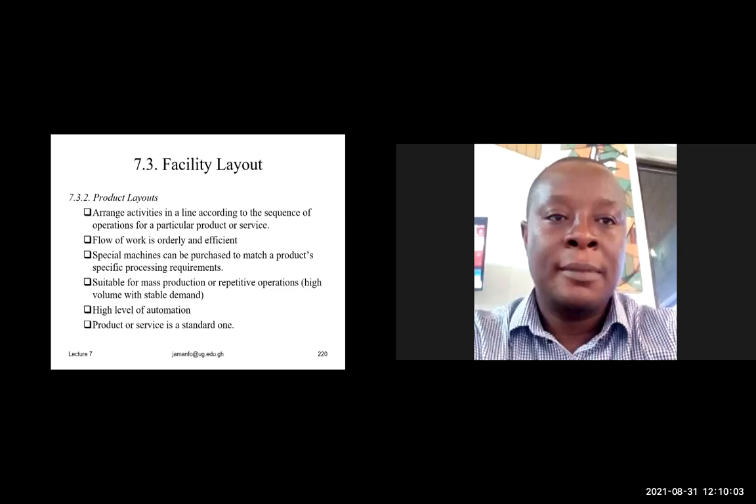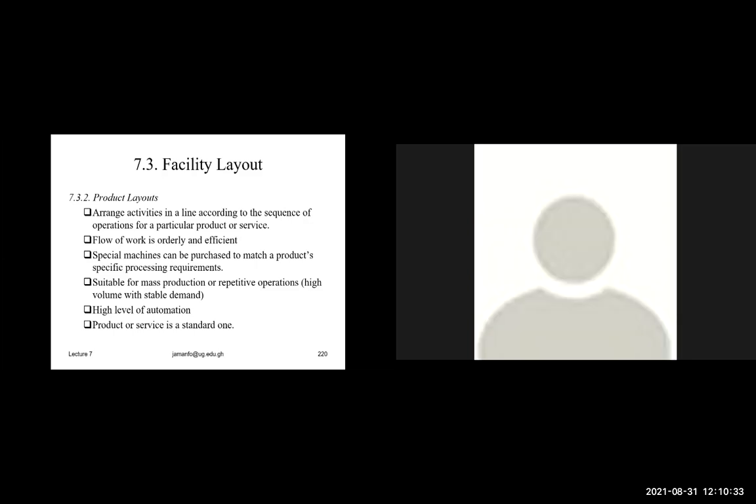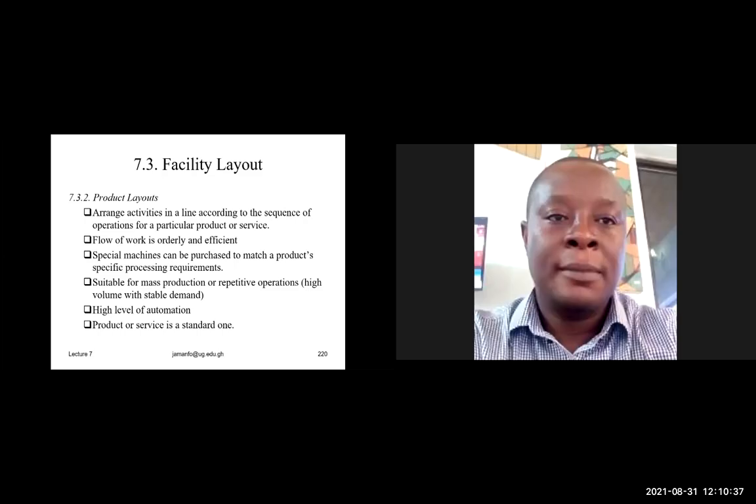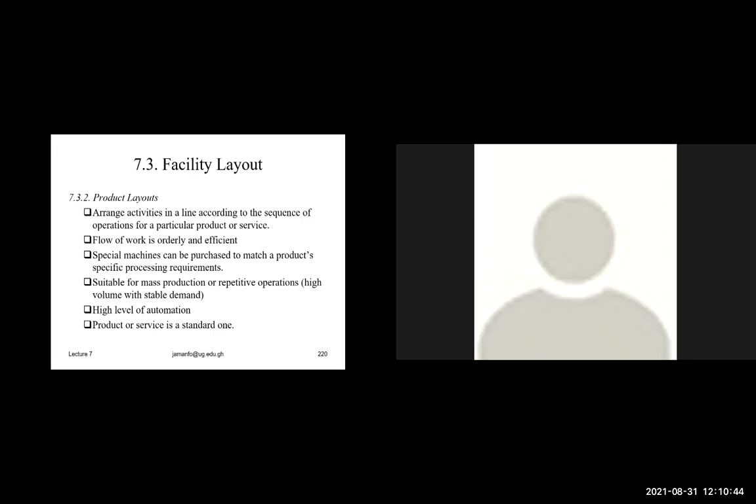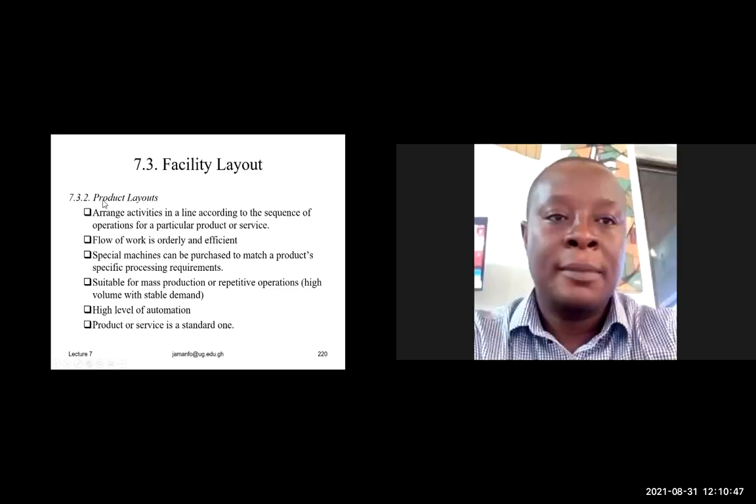Has anybody been to Casa Preco before? Nobody, I see. Okay. When we are done with this. Please, I've been to farm milk before. Okay. Do they apply the product layout type? Does farm milk apply this type of layout, the product layout?